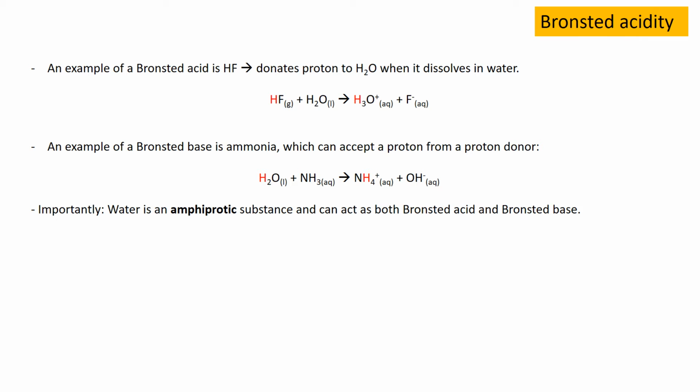And importantly, you'll note from those two reactions that water is something we call an amphiprotic substance, i.e. that it can act as both a Bronsted acid and a Bronsted base. In the first reaction involving hydrofluoric acid, it acts as a Bronsted base. It accepts a proton from hydrofluoric acid. In the second reaction that involves ammonia dissolving in water, water acts as a Bronsted acid, where it donates a proton to ammonia.